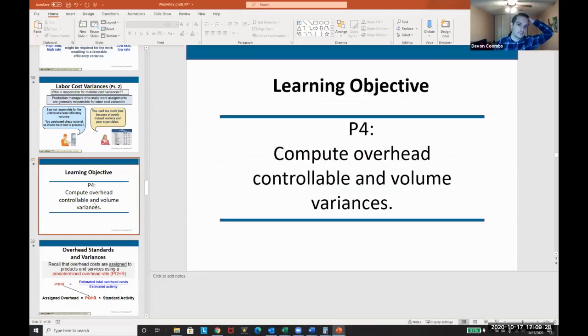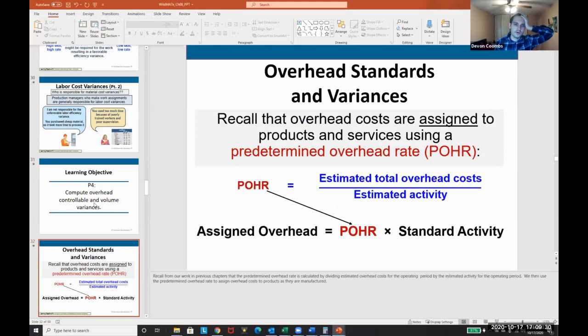Talk about overhead. So overhead is the most complex because itself is more of an estimate. It's hard to allocate overhead in the first place. So what we have to determine is something called a predetermined overhead rate. And that's our estimated total overhead cost divided by our estimated activity. And that gives us our assigned overhead, which is our predetermined overhead rate.